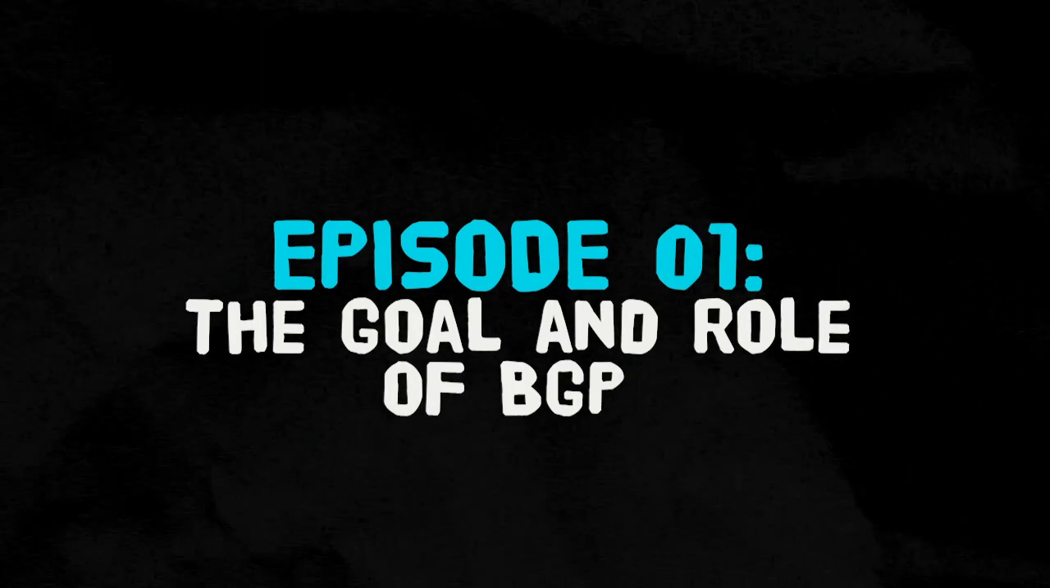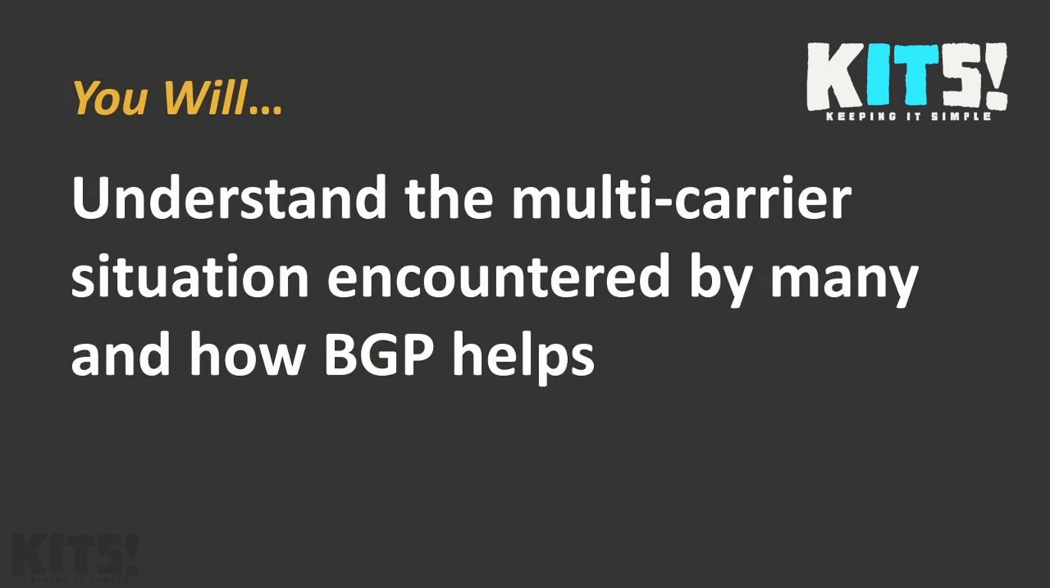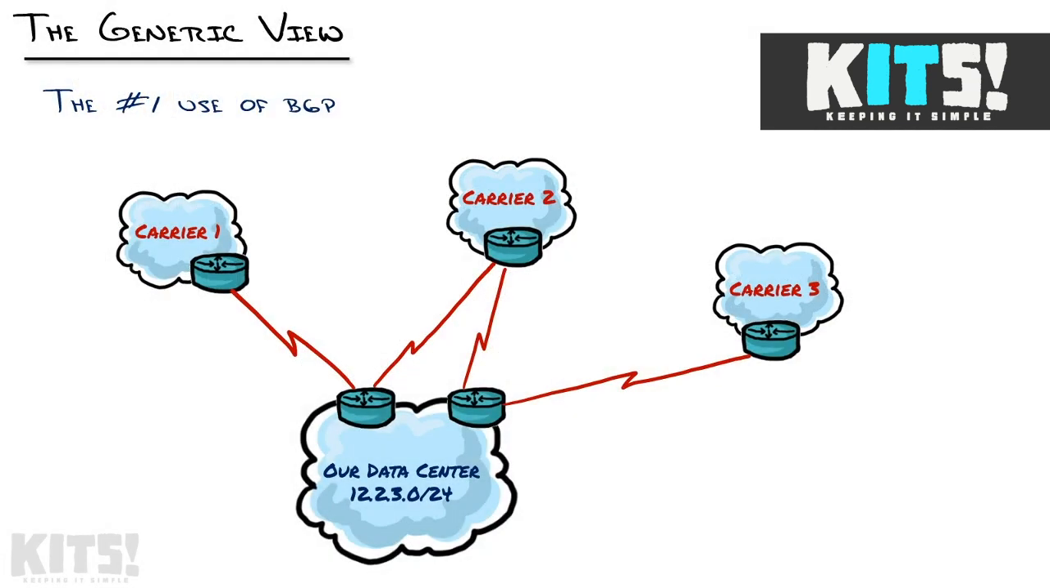The goal and the role of BGP. By the time you're done here, you will understand the multi-carrier situation encountered by many and how BGP can help. Now, when I first kicked off this real-world BGP series, I started off with this slide. I called it the generic view of BGP. It provided an overview, generically speaking, of how we would use BGP to make a block of IP addresses redundant.